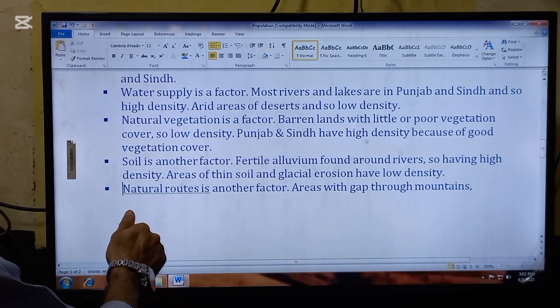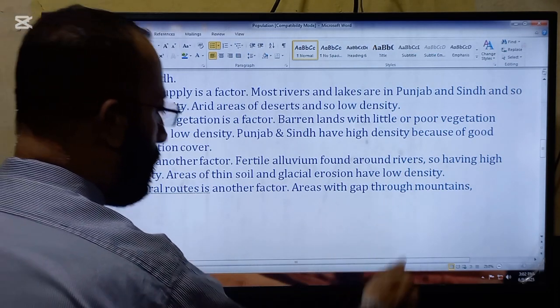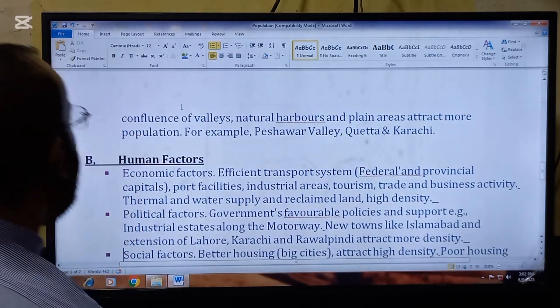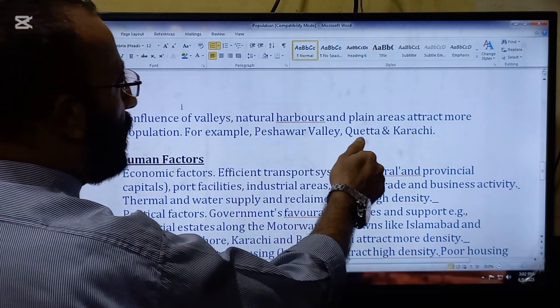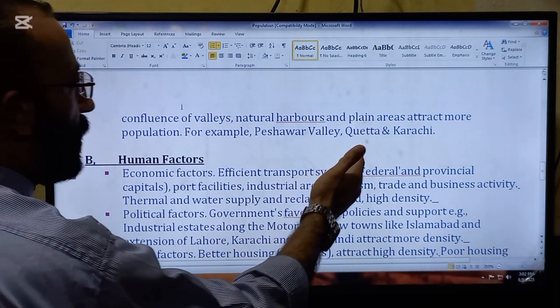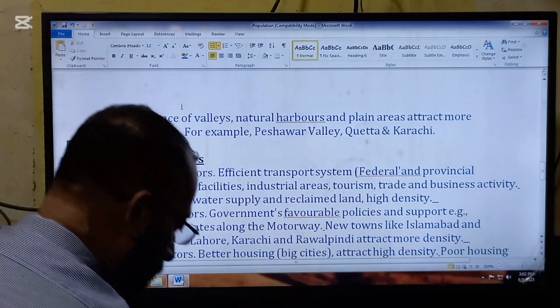Another factor is natural routes. Areas with gaps through mountains, confluence of valleys, natural harbors and plain areas attract more population. For example, Peshawar Valley, Quetta, Karachi. So these are the areas which attract more people.